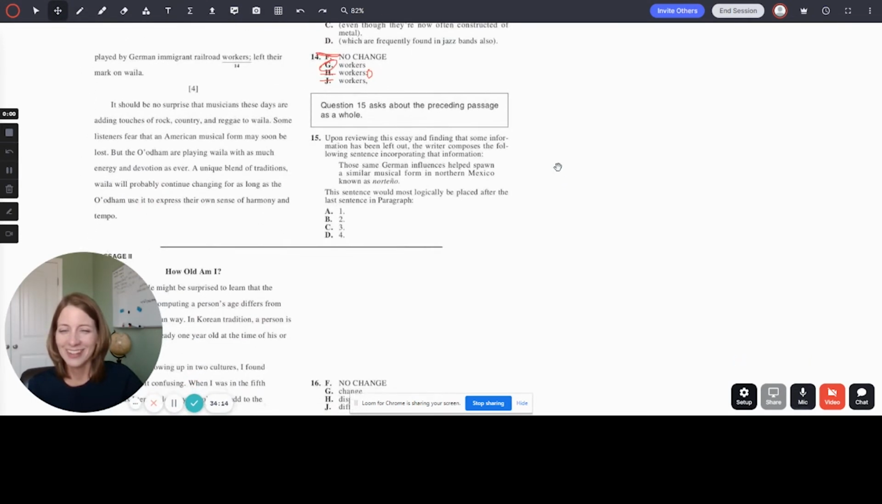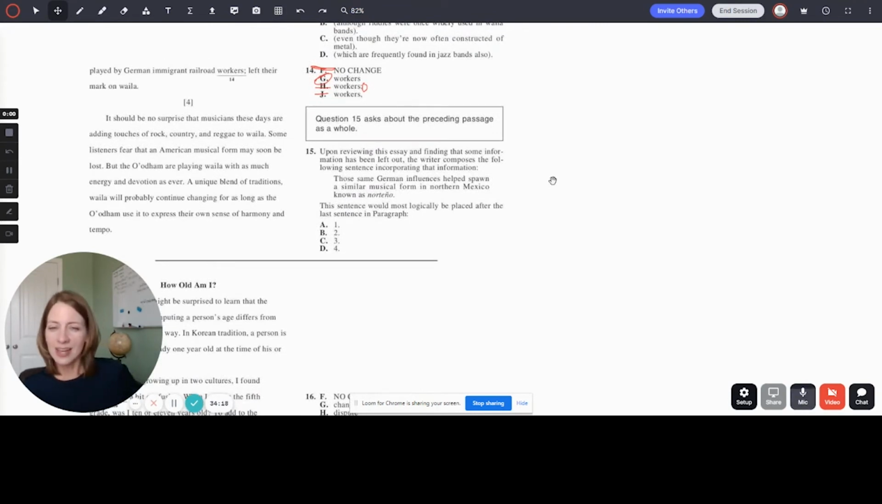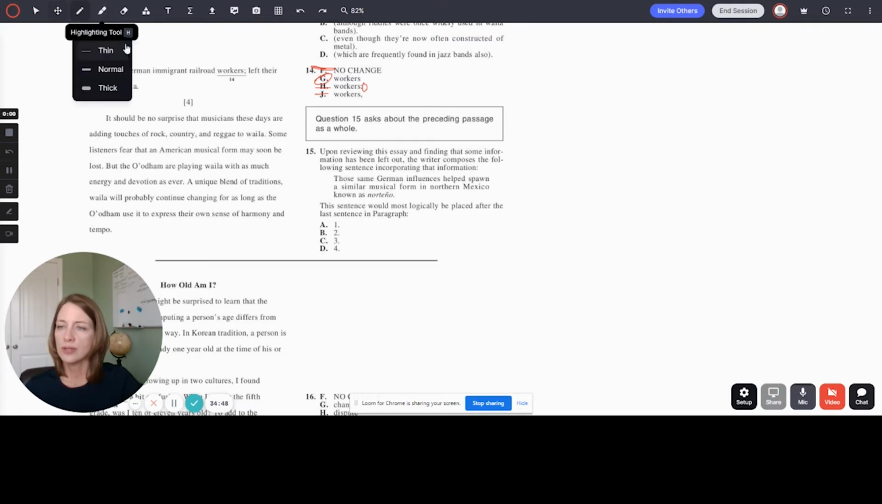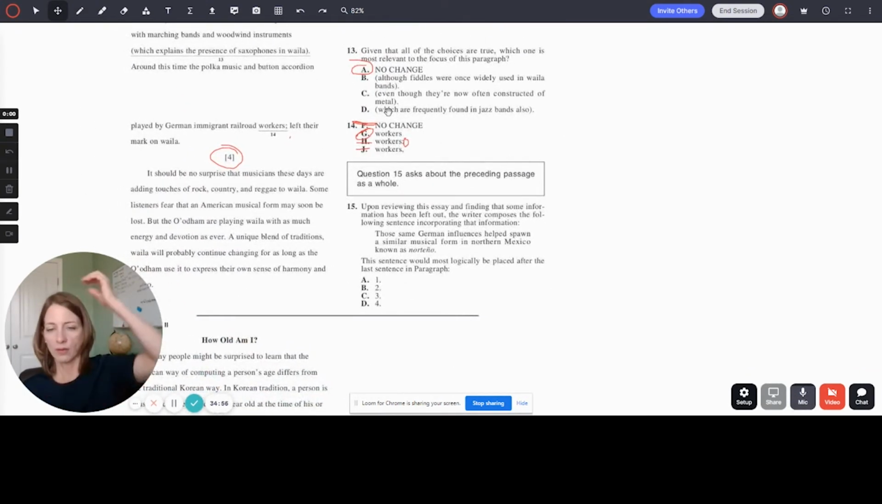All right. Upon reviewing this essay and finding that some information has been left out, the writer composes the following sentence incorporating that information. Those same German influences helped spawn a similar musical form in northern Mexico called norteño. This sentence would most logically be placed after the last sentence in the paragraph. If you're newer to it, you can see the paragraphs marked there.